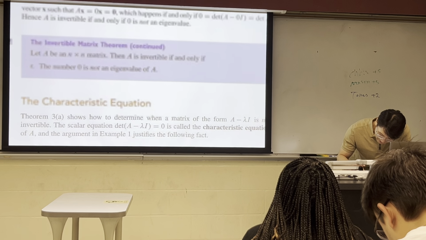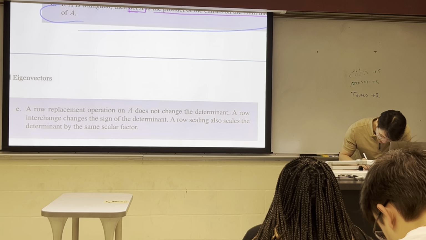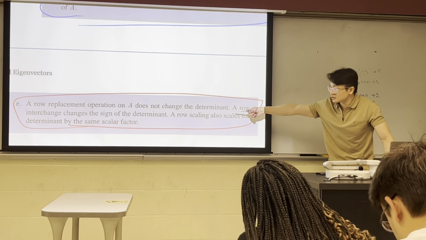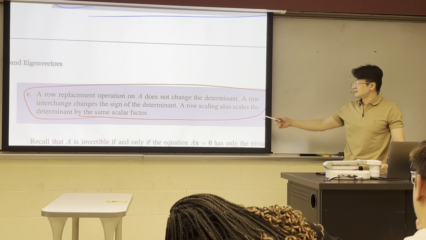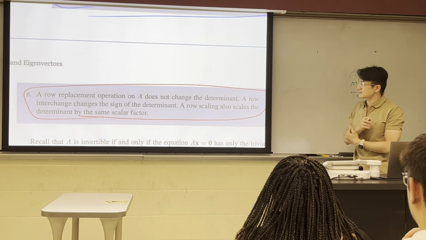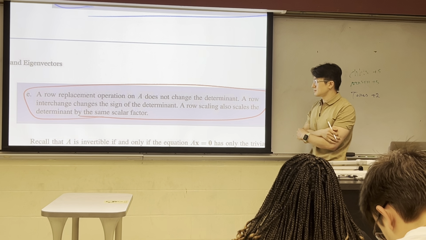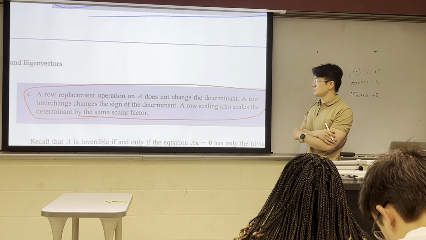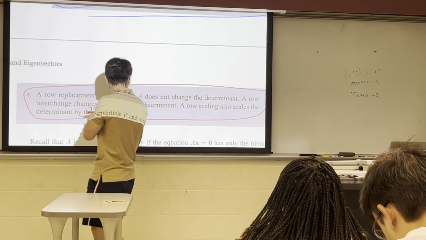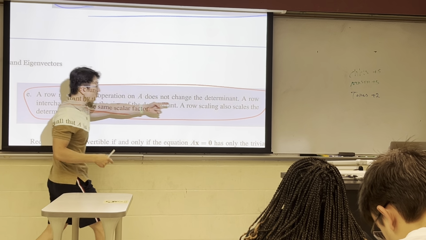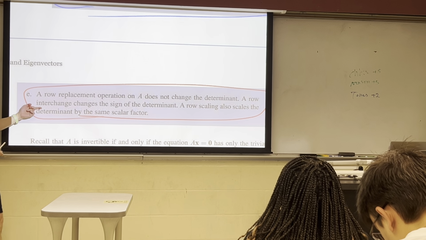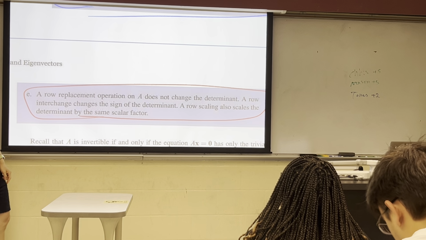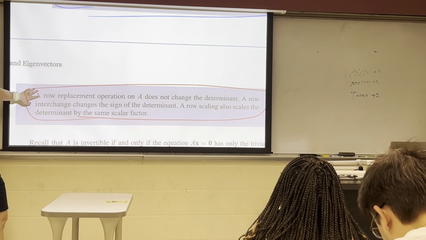Now, this is what we learned. Chris, can you read it? A row replacement operation on A does not change the determinant. A row interchange changes the sign of the determinant. A row scaling also scales the determinant by the same scalar factor. Okay, so what Chris did here is just a row replacement.